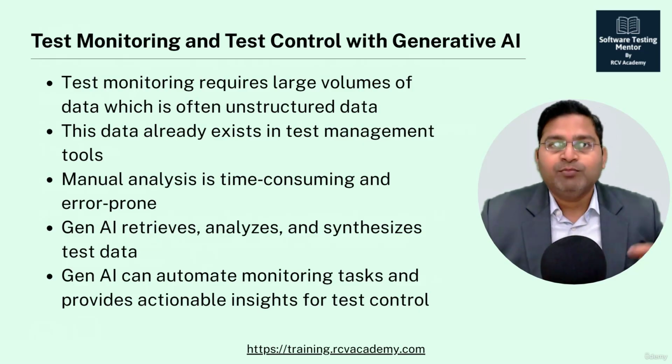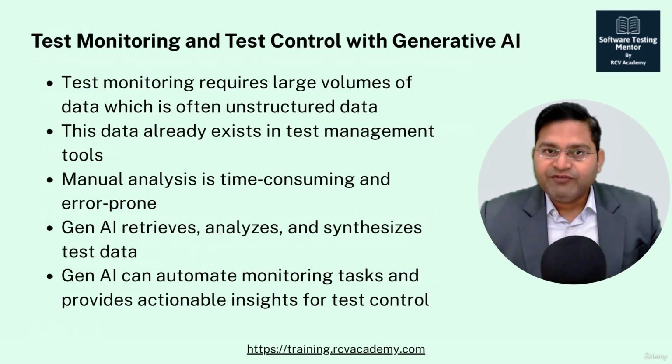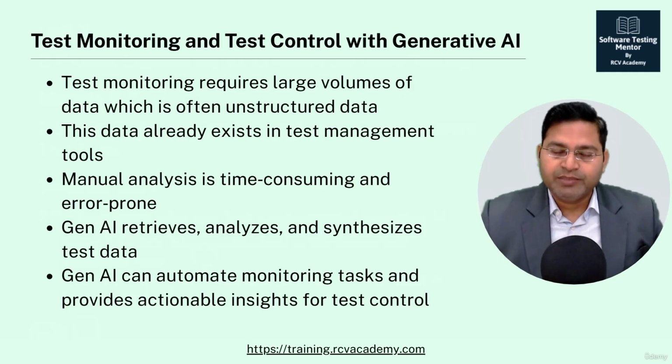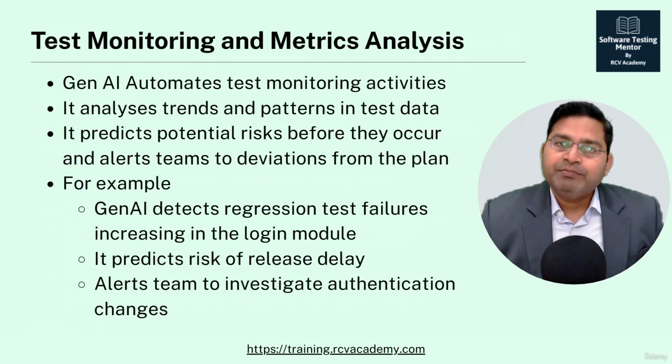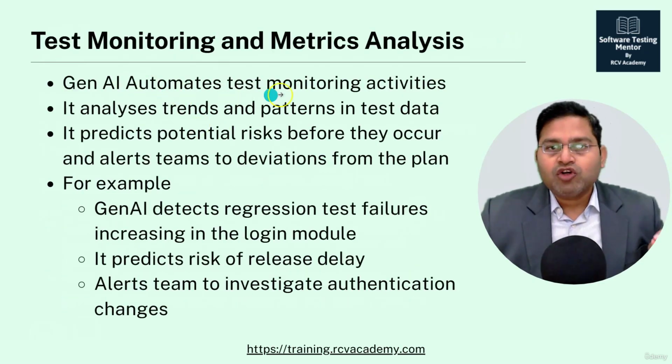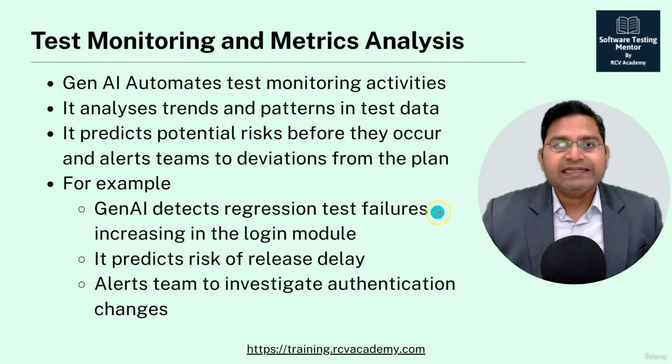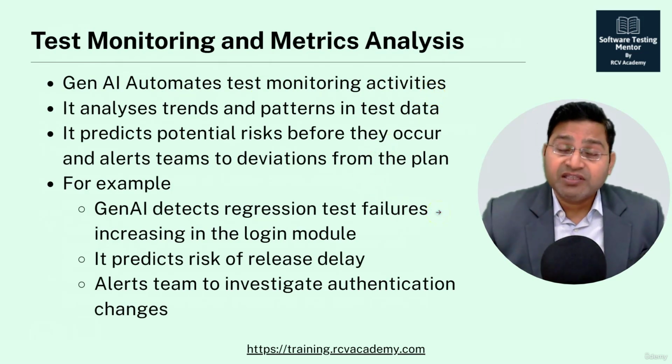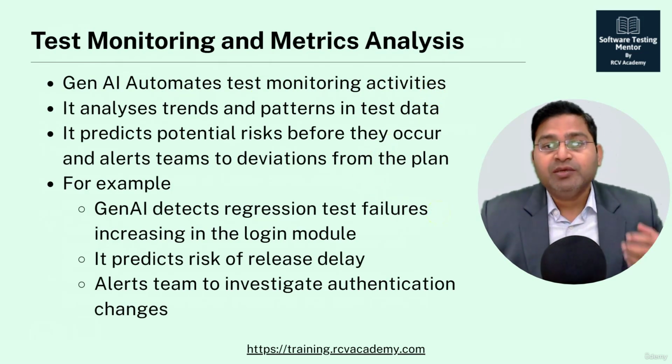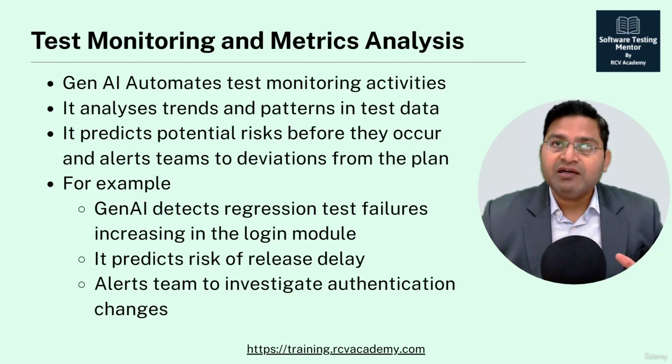As and when you have more data, for example, execution is happening, generative AI will automatically be able to see the progress, see the schedule, and suggest actionable insight for the control activities. Now, test monitoring and metric analysis. Gen AI automates test monitoring activities. It can analyze the trends and patterns in the test data. It can predict potential risks before they occur and alert teams to deviations from the plan.